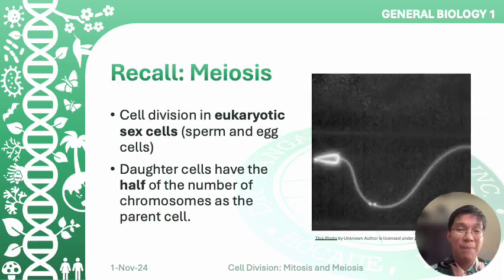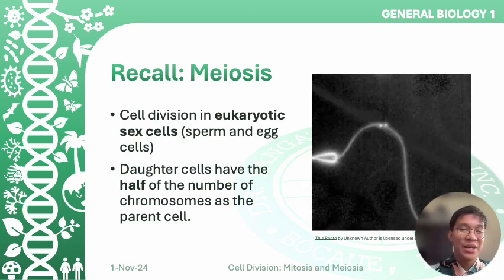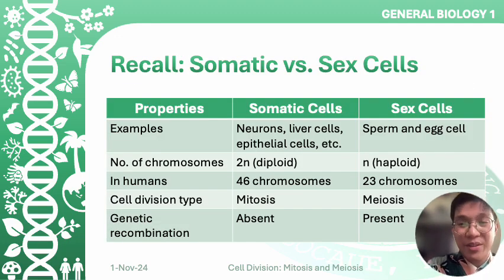Then meiosis happens just for the formation of your sperm and egg cells. Okay? So, let's define or recall the differences between your somatic and sex cells, di ba? In terms of examples, somatic cells are basically any body part, basta hindi sex cell. And the number of chromosomes is called diploid, 2N, okay? Ibig sabihin niyan, may dalawa kang N.